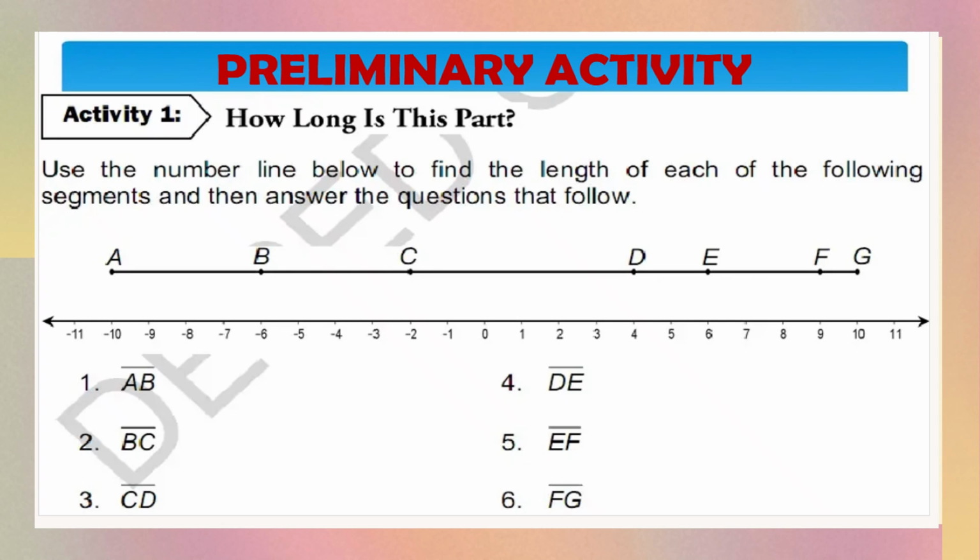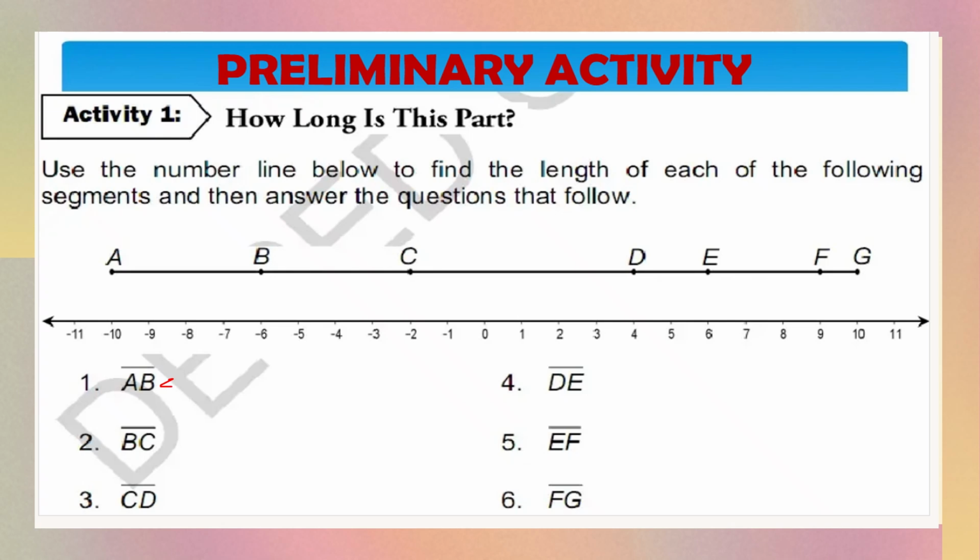Okay. Now, if you're familiar with the number line, each point has a different value here. Point A is -10, point B is -6, point C is -2, D is 4, E is 6, F is 9, and G is 10. Now, if you're going to find the distance here, there are two ways.